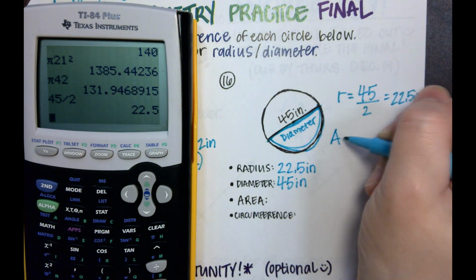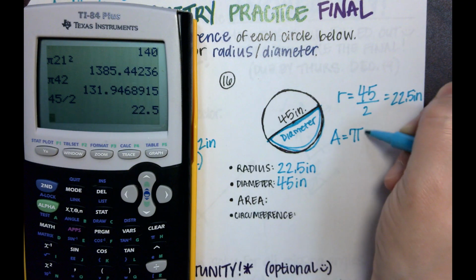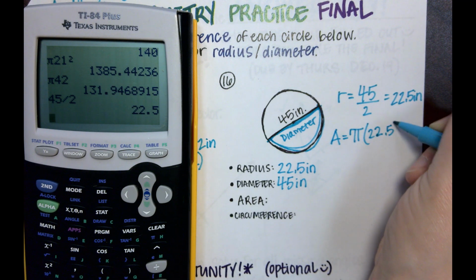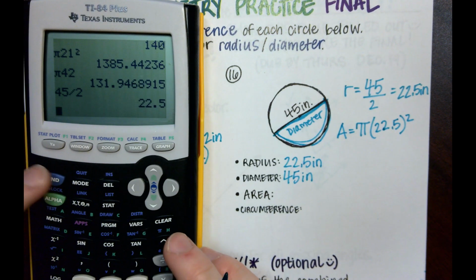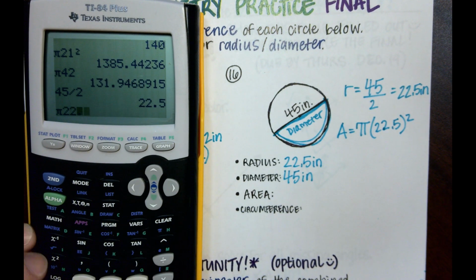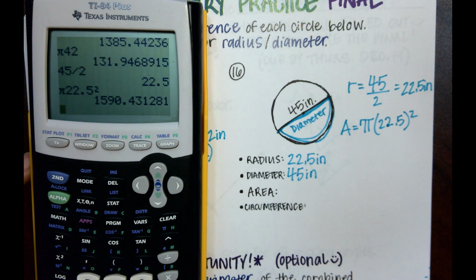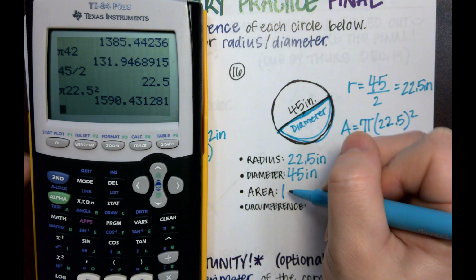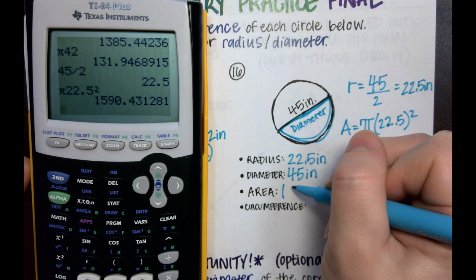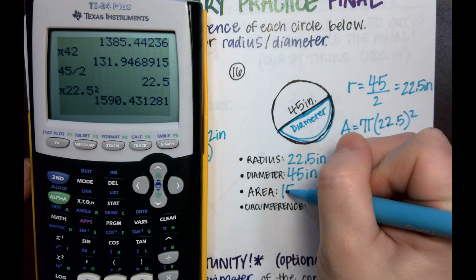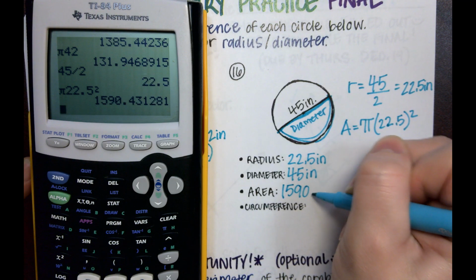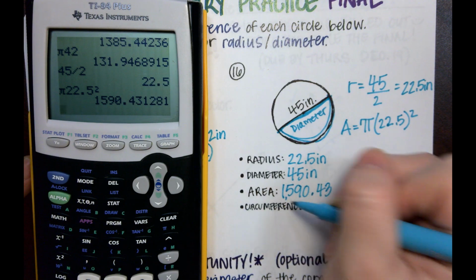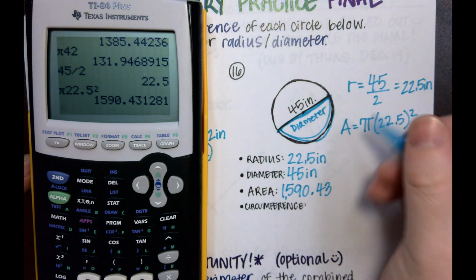Now to find the area, pi times 22.5 squared. Perfect. Big number. Yes, very large. What number did you get? I got 1,590.43. Perfect, that's what I got. And our units? Inches squared.